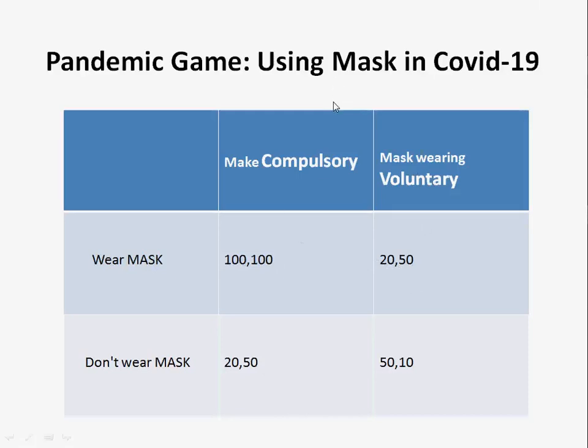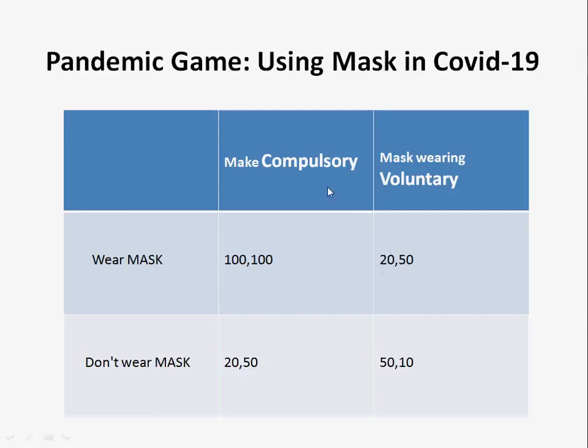Now take the reverse side. If the government makes mask wearing voluntary, what is the best response for citizens? The best response will be not to wear a mask in that case, because if they don't wear a mask, they will get 50 instead of 20.